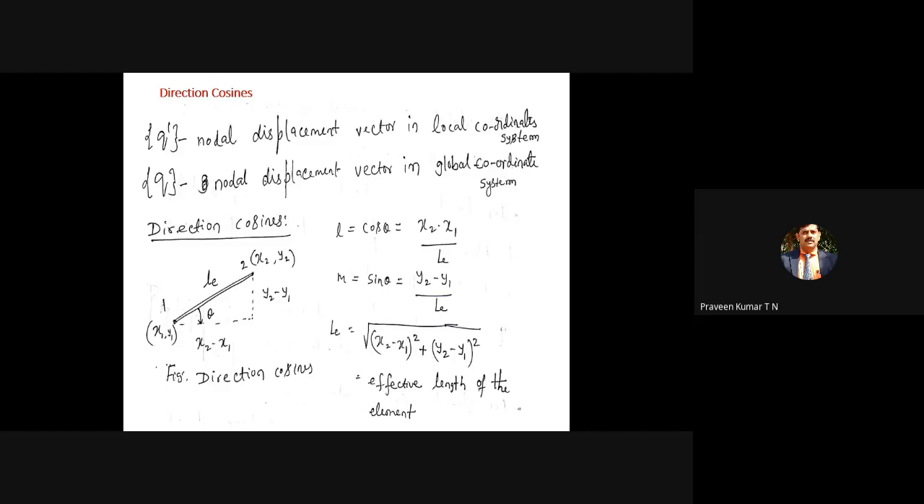So once you say m, it is sine theta, that's equal to (y2 minus y1) divided by the length of the element. Better to use capital letter L for the length of the element to avoid confusion between the direction cosine l as well as the length of the element. Now the length of the element, you might have studied in your mathematics, is given by the square root of (x2 minus x1) the whole square plus (y2 minus y1) the whole square. That is the length of the element.